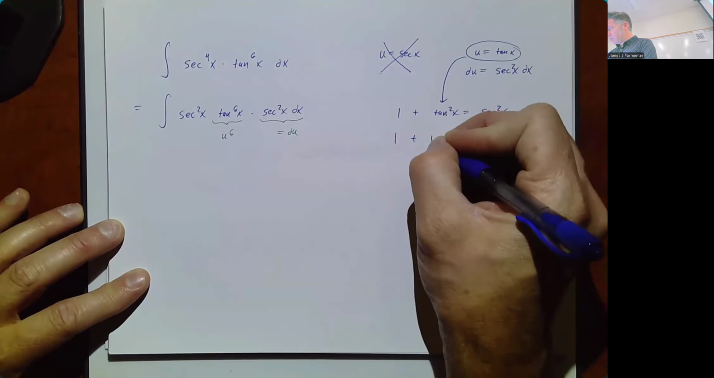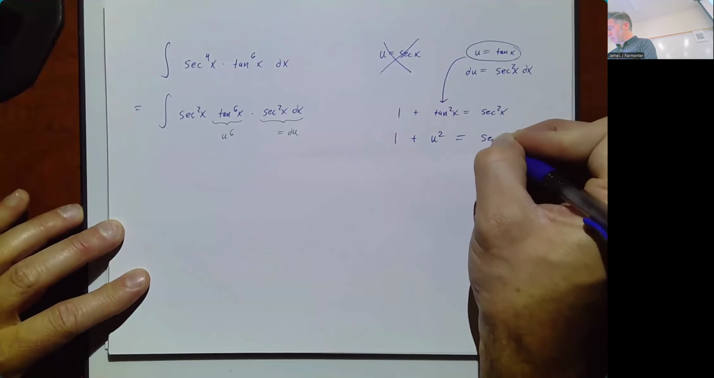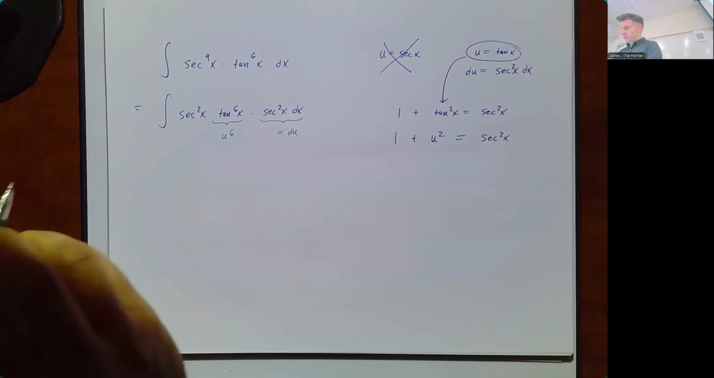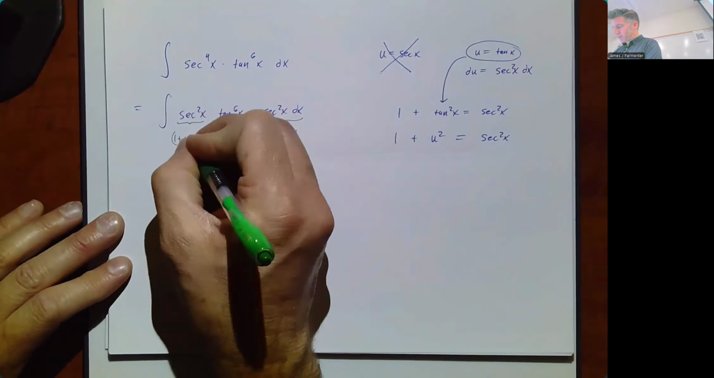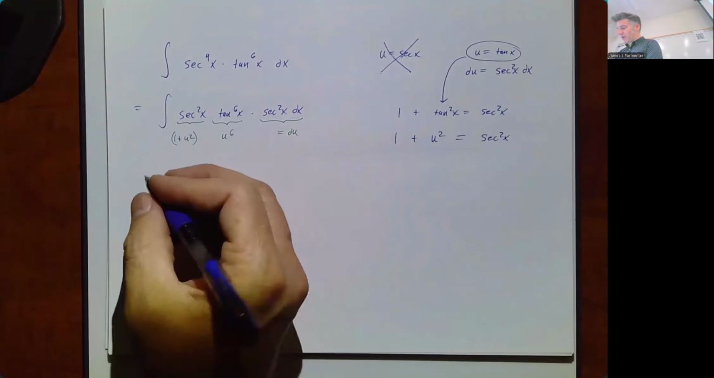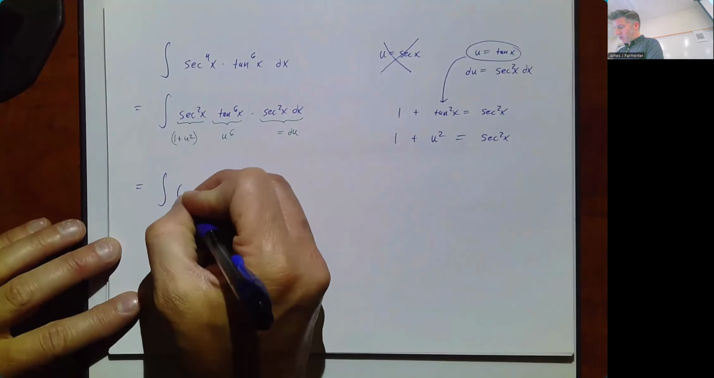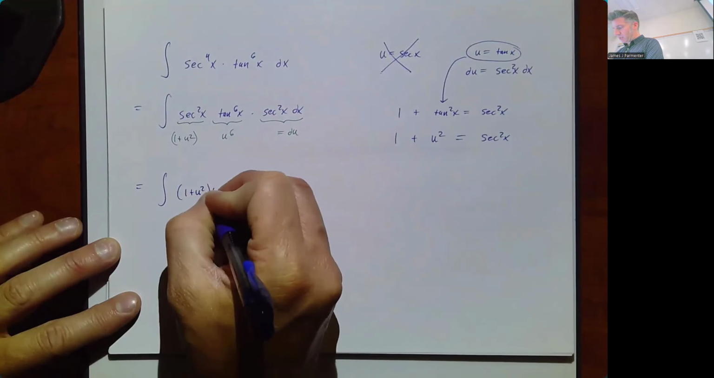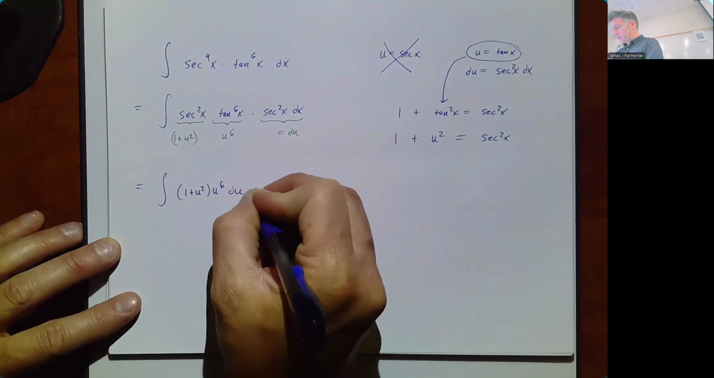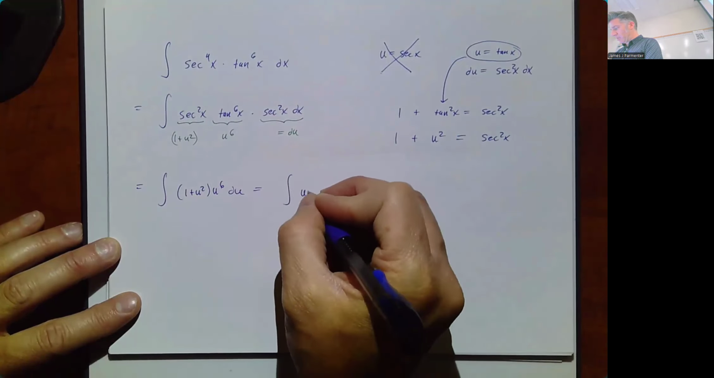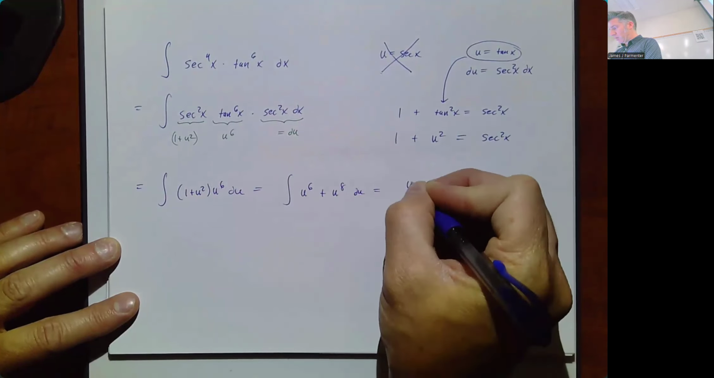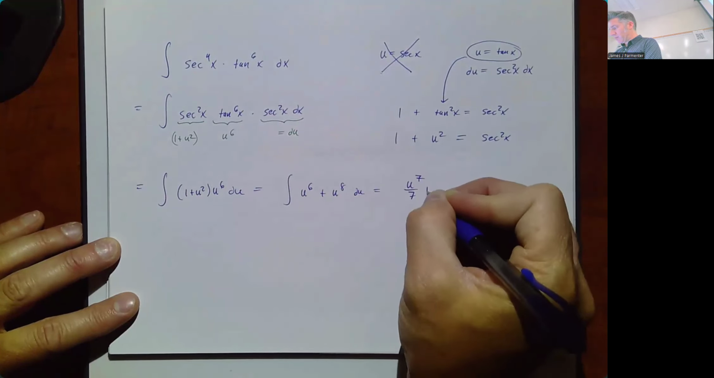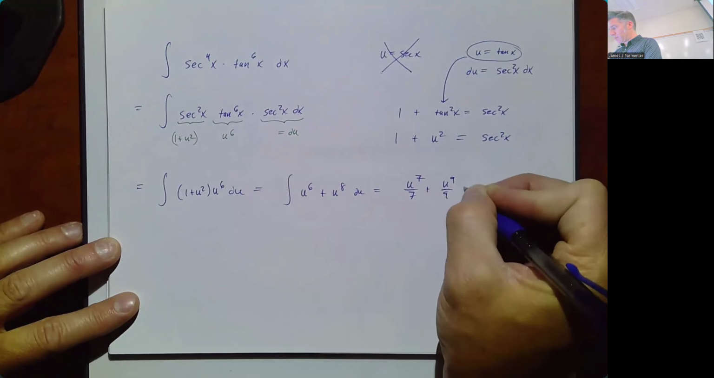So 1 plus u squared is equal to secant squared x. So we can replace the secant squared here with 1 plus u squared. And then we can rewrite this as the integral of 1 plus u squared times u to the 6th du. We can distribute the u to the 6th to get the integral of u to the 6th plus u to the 8th. We can integrate. We get u to the 7th over 7 plus u to the 9th over 9 plus c.